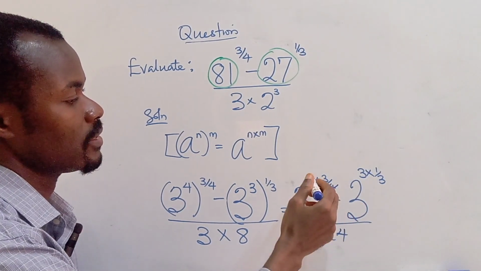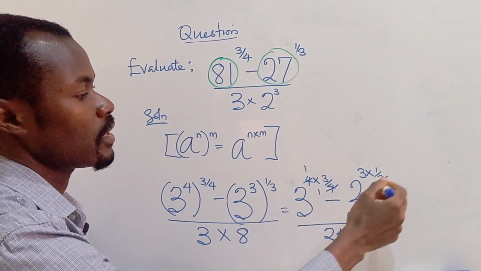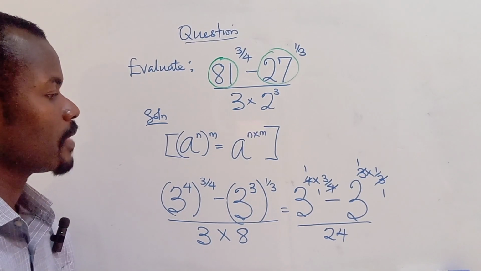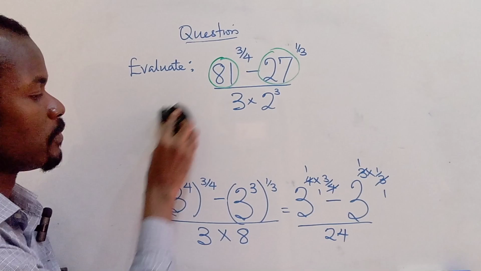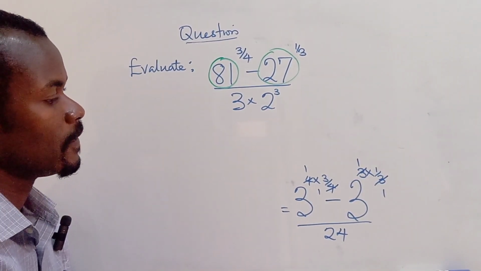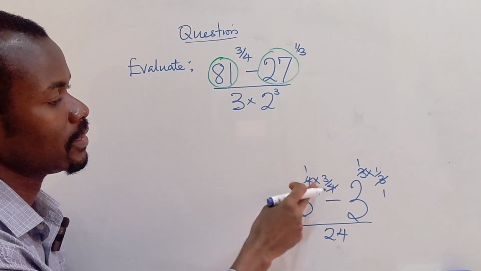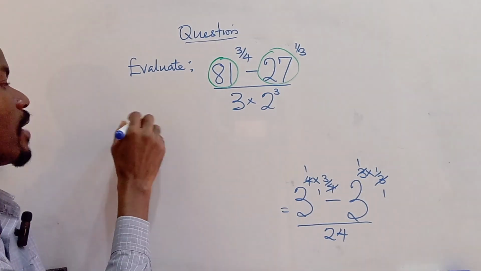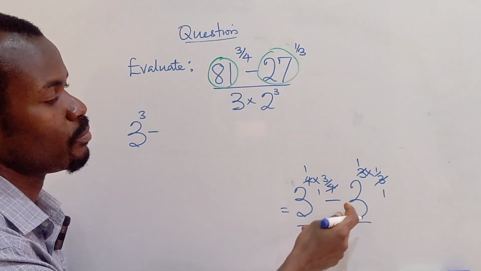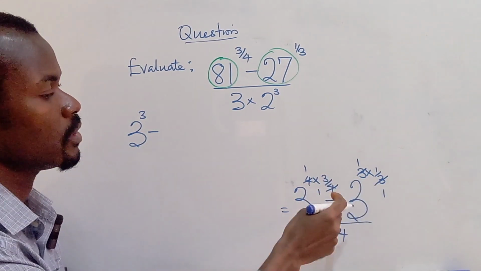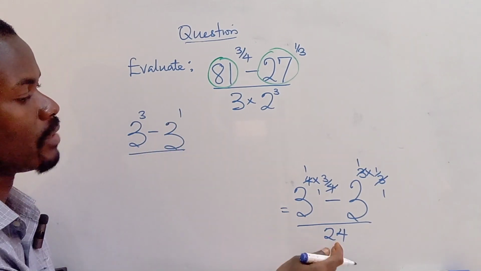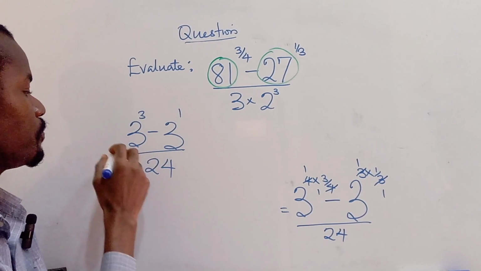Now that we have this expression, is there anything we can do? 4 can cancel itself here, we have 1. 3 can cancel itself here, so we have 1, 1. Let's simplify further to see what that gives us. All this becomes 3 raised to the power of 1 times 3, we have 3 raised to the power of 3, minus 3 raised to the power of 1 times 1, so we write 3 raised to the power of 1. Divided by, we still have 24, remember?